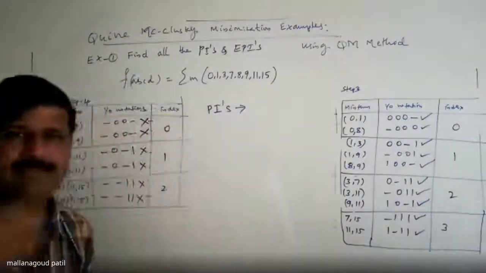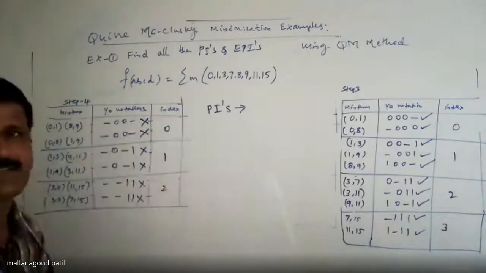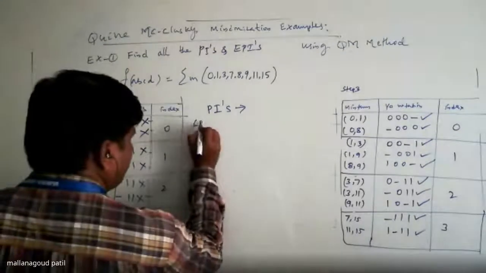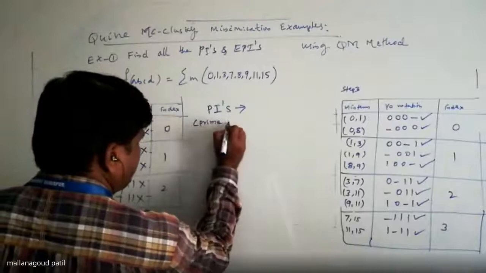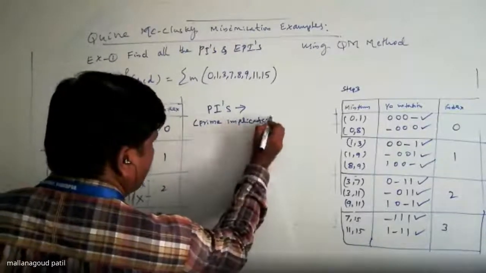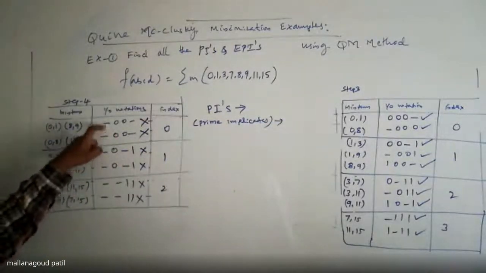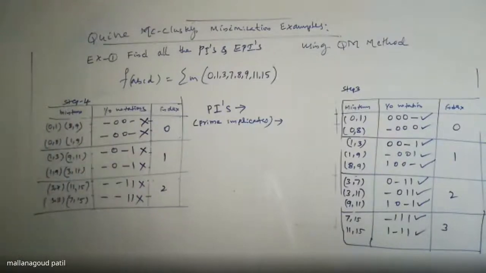What is PIs? Prime implicants. PIs will be prime implicants. Can I write here? Prime implicants. It's okay. These two are the same. Then you have to write the prime implicants for that one.